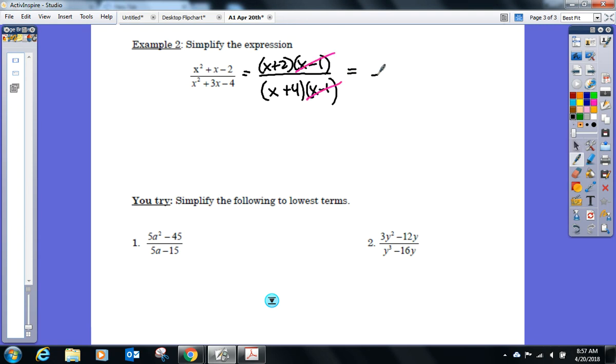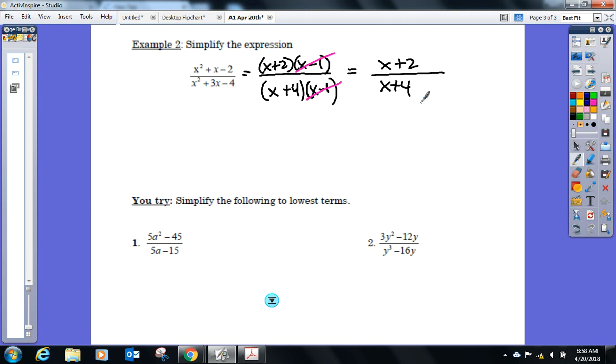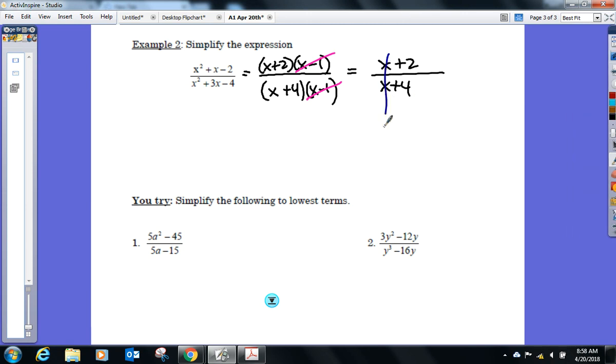What's left on top now? Callie, give me a number. 2. What's left on top? Oh, sorry. X plus 2 and X plus 4. Okay, question for everyone. Everyone ready for me? Good? Is that okay? Why not? What's still there? Addition. Sorry. Maybe if you were multiplying all those, that would be fine, but nope. That is not okay. That is what I'm left with. That is that fraction reduced.